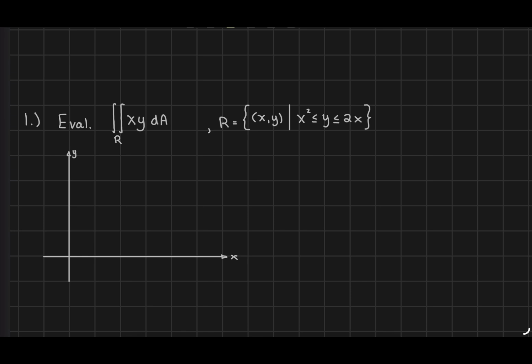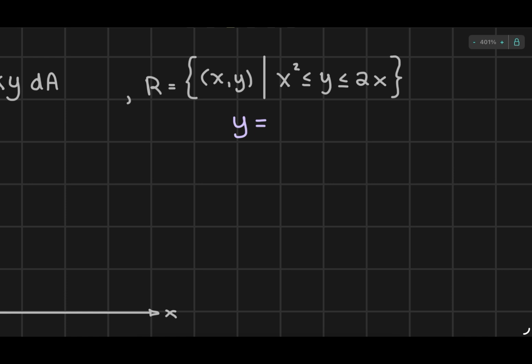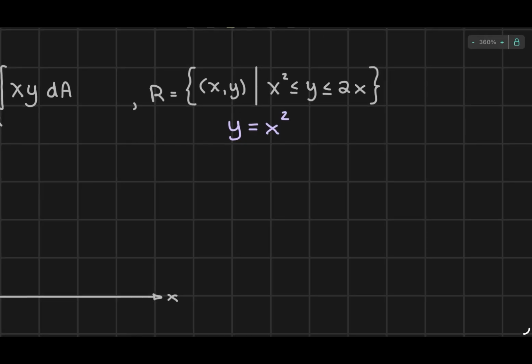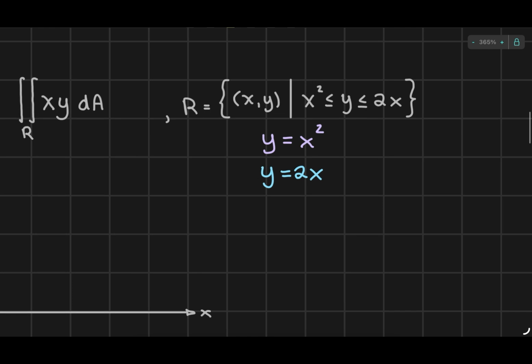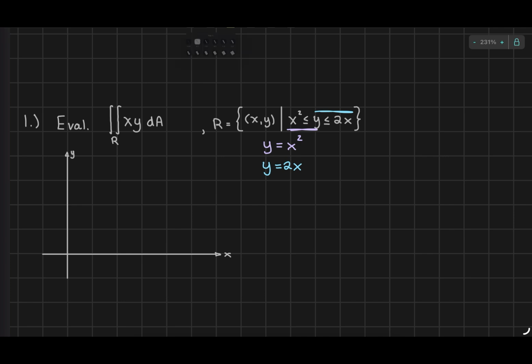We're essentially going to split this up into two different functions. We have x squared is less than or equal to y, meaning our function is just y is equal to x squared. Similarly, we have y is less than or equal to 2x, meaning we are going to have y is equal to 2x. You can see where I derived that from. We have those two, y is equal to x squared and y is equal to 2x, so we have our region's functions.